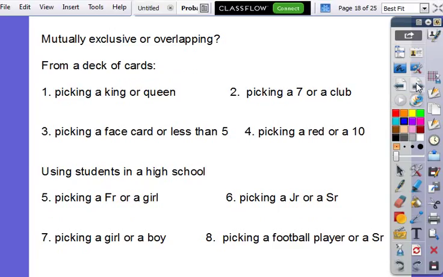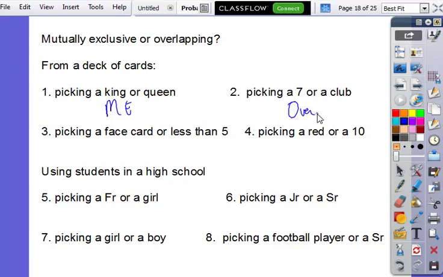If I'm looking at the first one, it says I'm drawing from a deck of cards. Picking a king or a queen. Mutually exclusive or overlapping? That's mutually exclusive. I can't pick a king and a queen at the same time. Picking a 7 or a club. That's overlapping. Because I can pick a 7, I can pick a club, I can pick a club that's a 7.